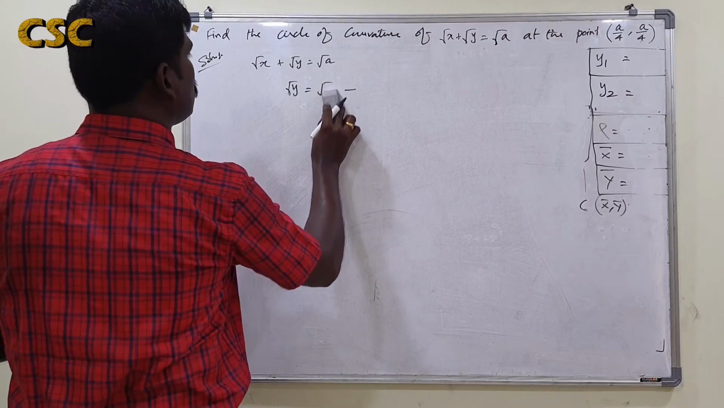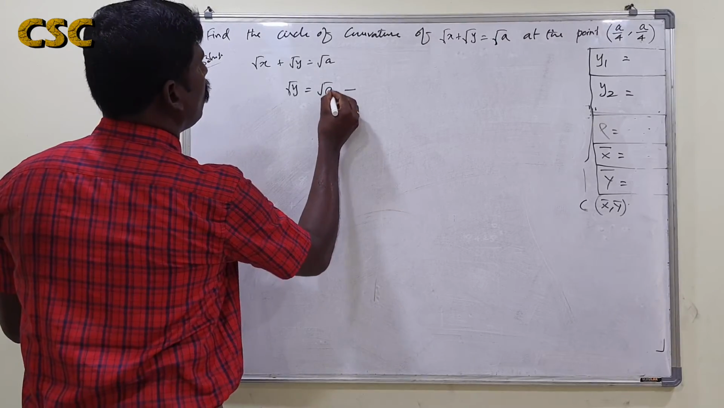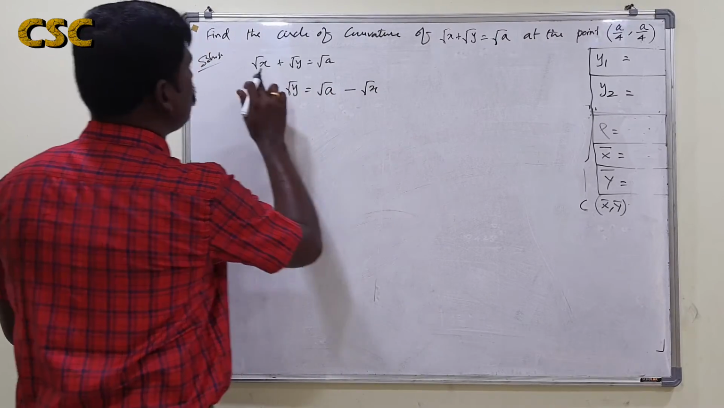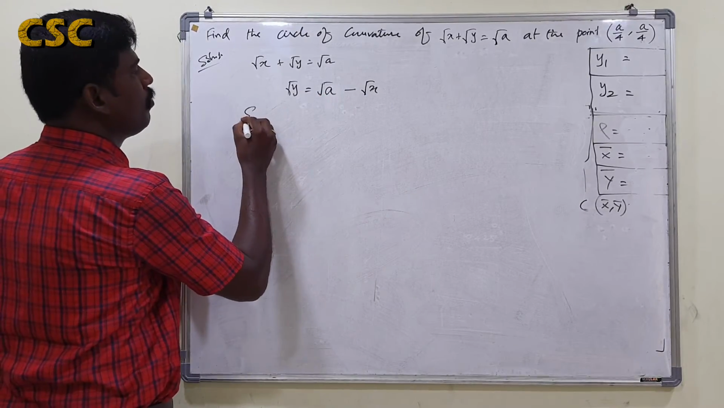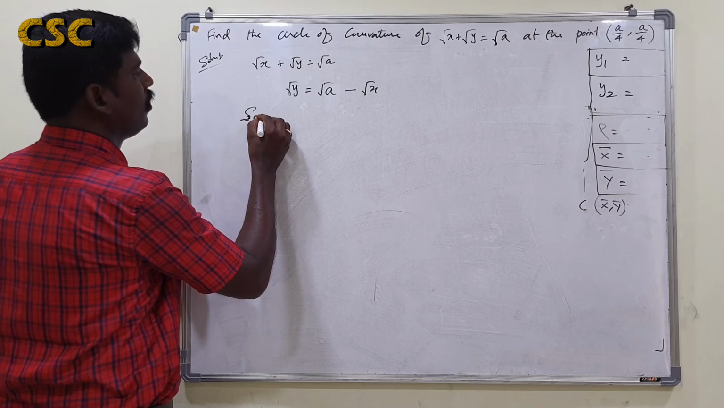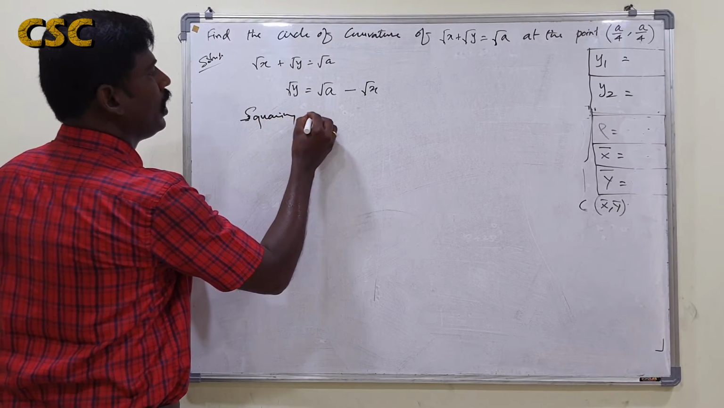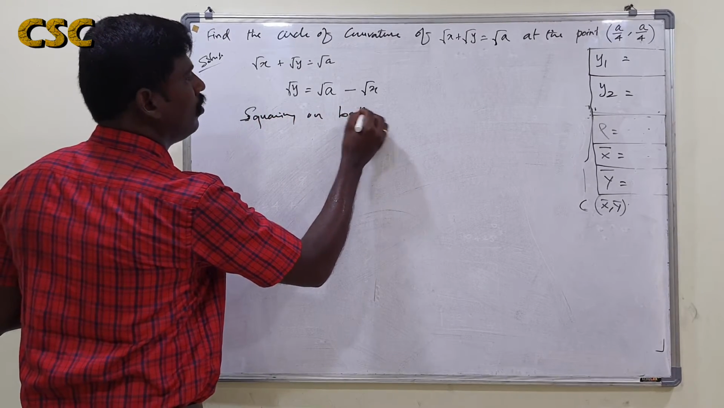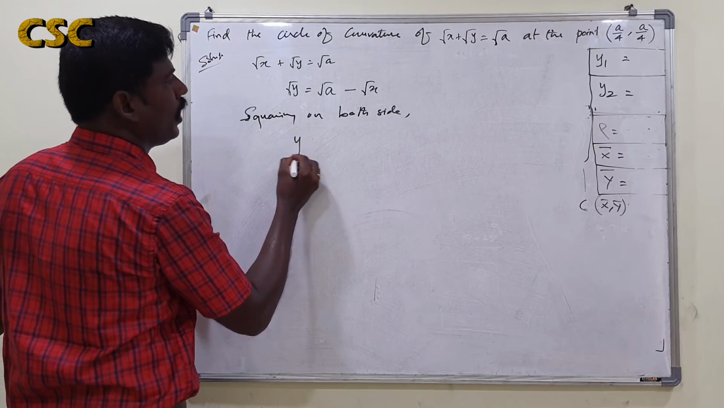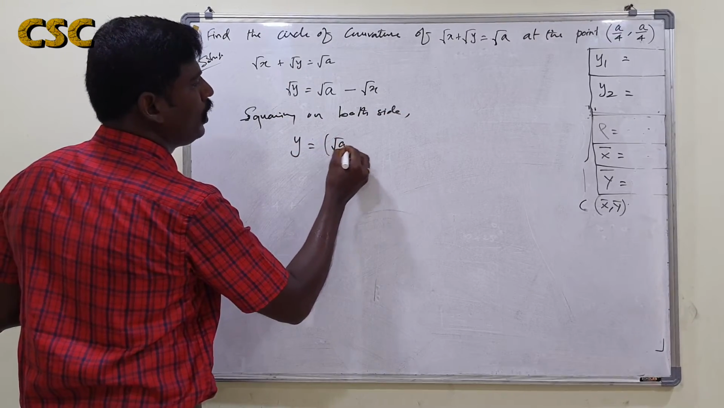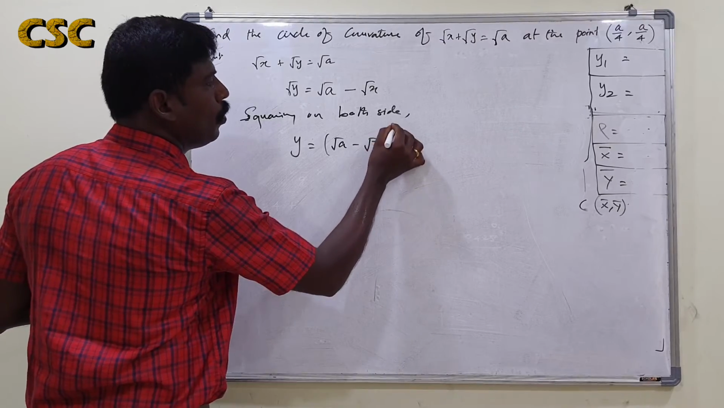Okay, right? First I am keeping y on the left hand side by taking root x to the right hand side. So root a minus root x. Squaring on both sides. What is the square of root y? y is equal to root a minus root x the whole square.